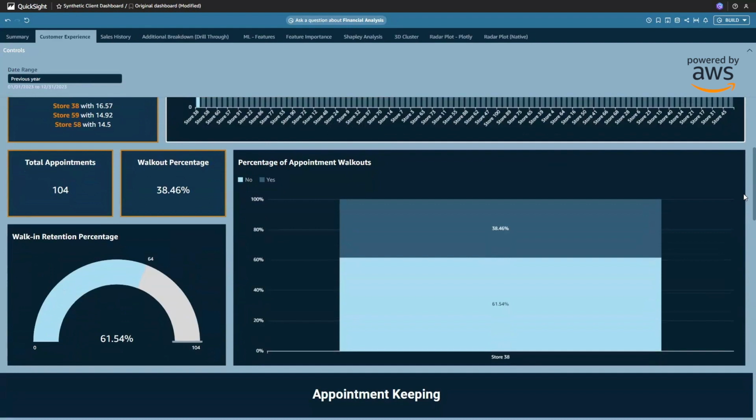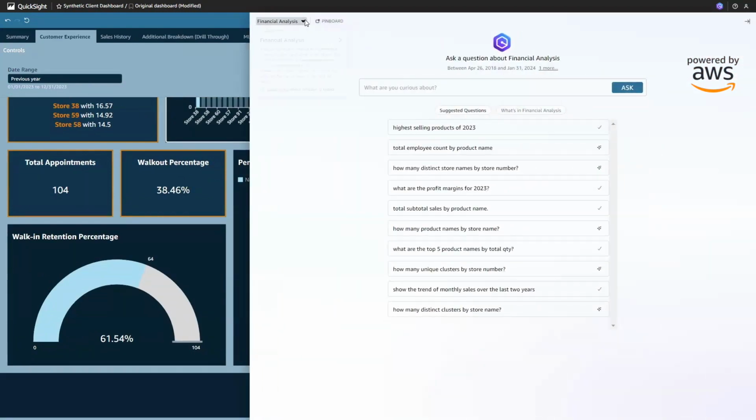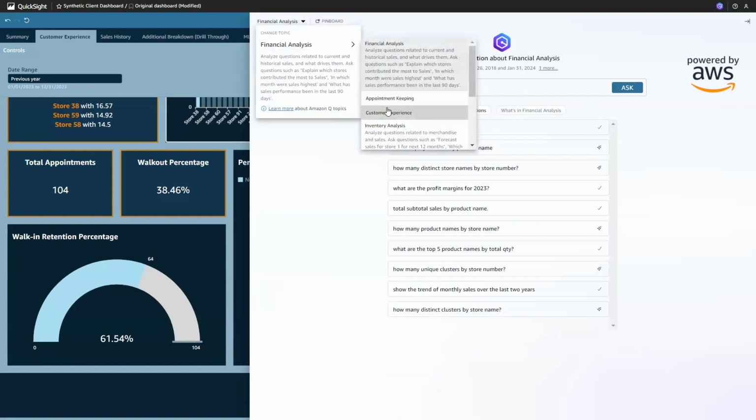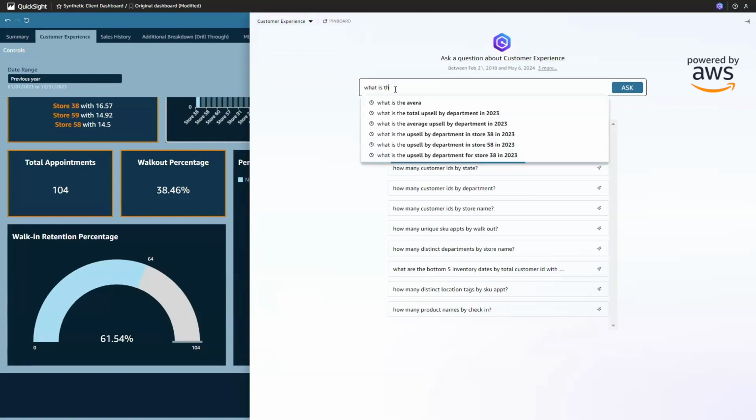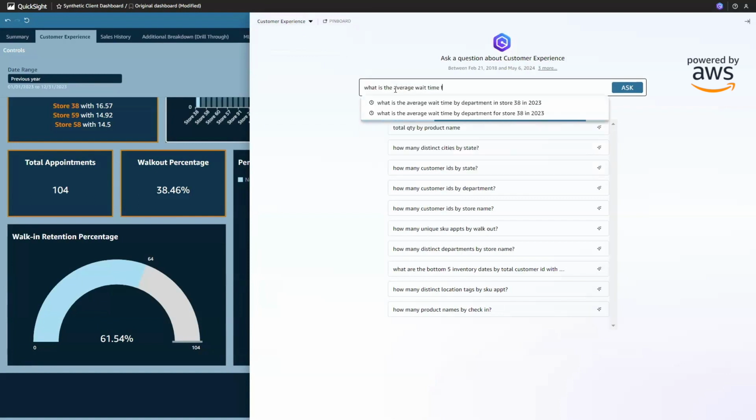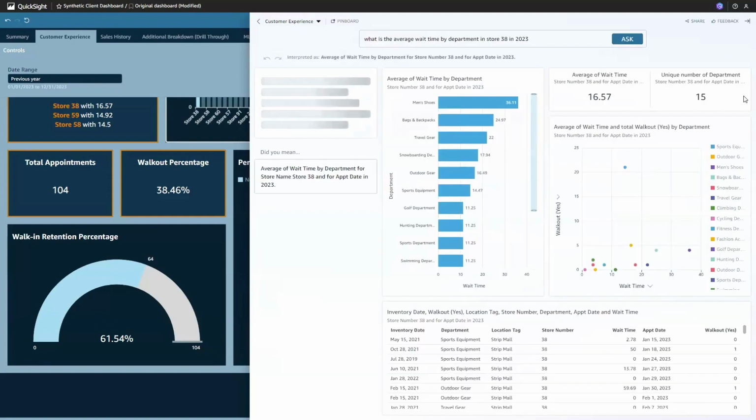So we've identified an issue and know that we want to target reducing wait times, but we can continue exploring our data to come up with a more specific action plan. Following what Jackson had just mentioned, while these visuals are focused on wait times across entire stores, we know that we have different departments within our stores that track their wait times individually. So we can explore the breakdown of wait time by department by asking Q, what is the average wait time by department for store 38 in 2023? From this visual, we can clearly see which departments are contributing to the high overall wait time. In this case, it's men's shoes, bags and backpacks, and travel gear, which all have high average wait times.